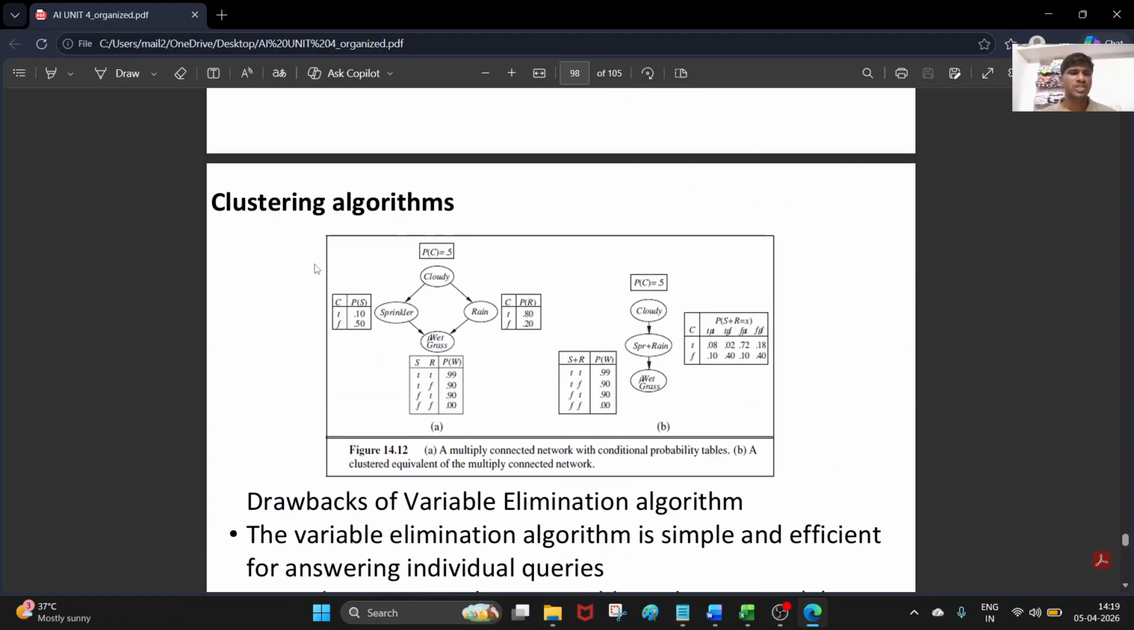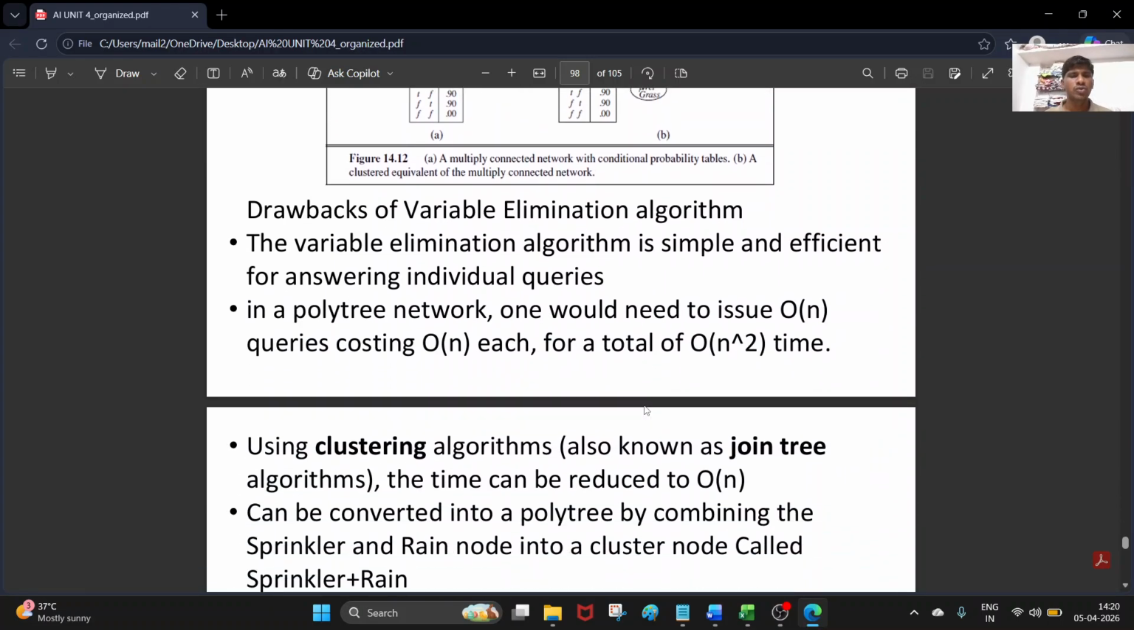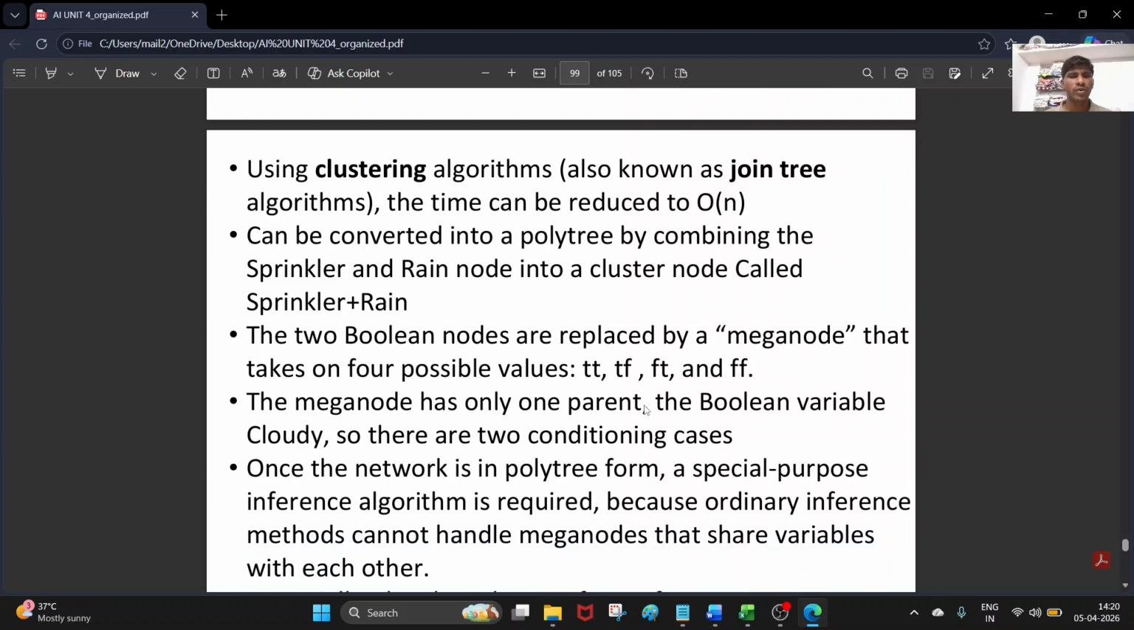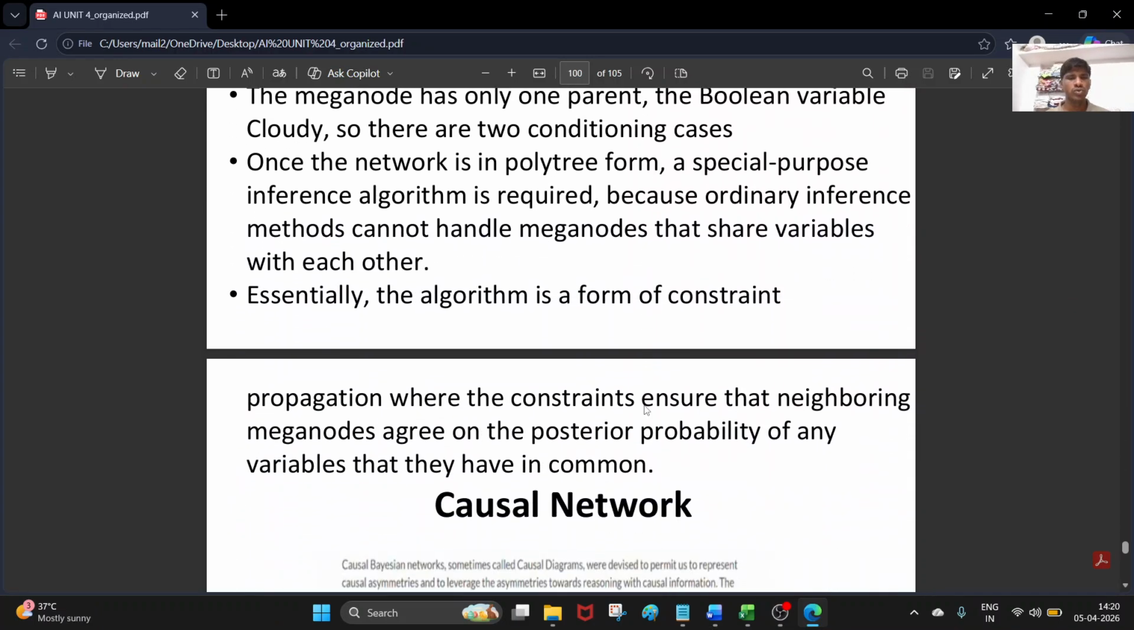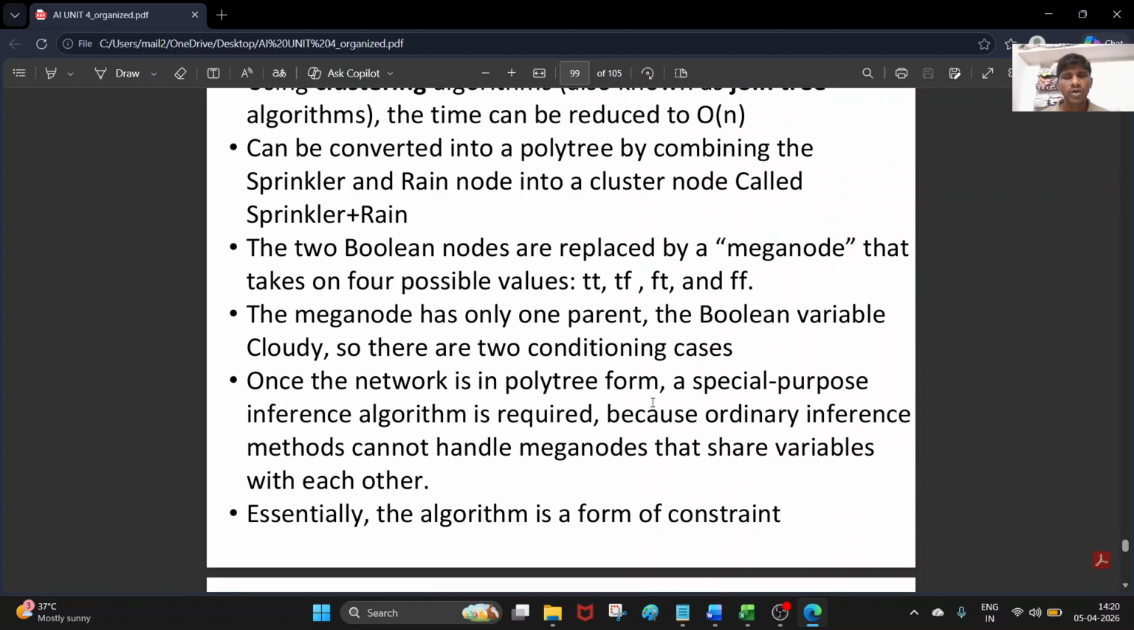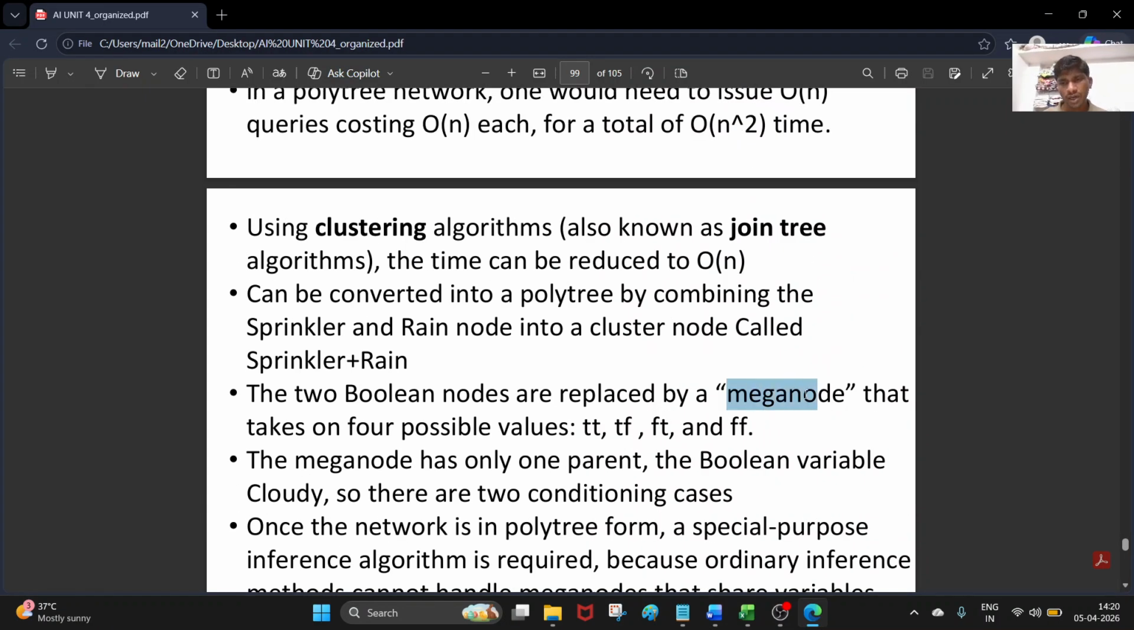Next is clustering algorithm. Here, let us consider the sprinkler problem: cloud, sprinkler, rain, and wet grass. So these two nodes can be clubbed to form another node, that is cloudy, sprinkler plus rain. Another one is wet grass. So these two nodes join to form a node called a big node or a mega node.